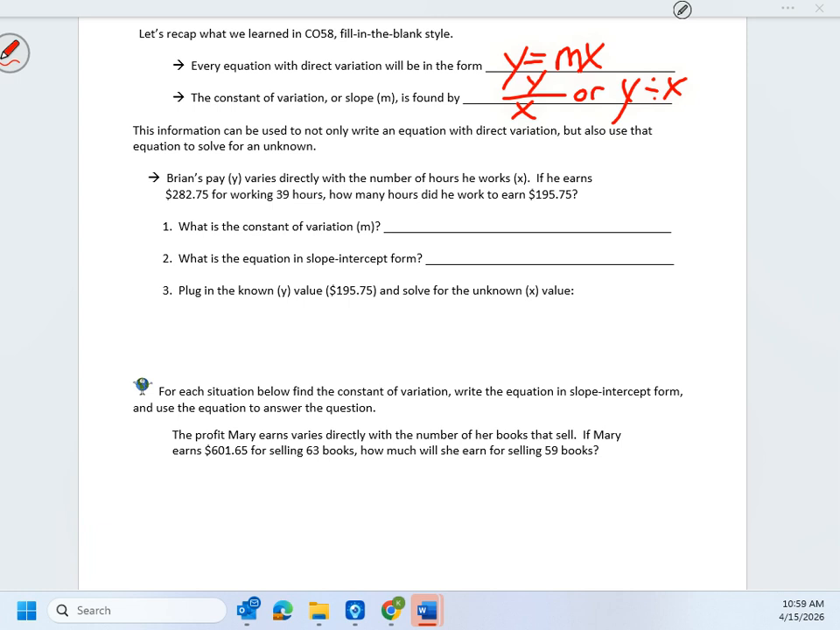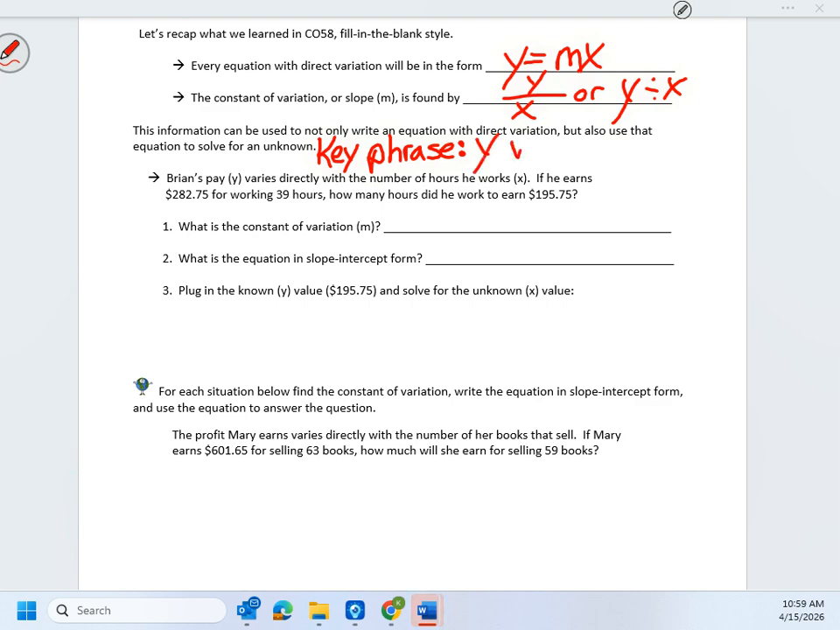So in this word problem, Brian's pay, Y, varies directly with the number of hours he works, X. If he earns $282.75 for working 39 hours, how many hours does he work to earn $195.75? So this is a key phrase. And I want you to write this down. This is going to help us with these word problems.